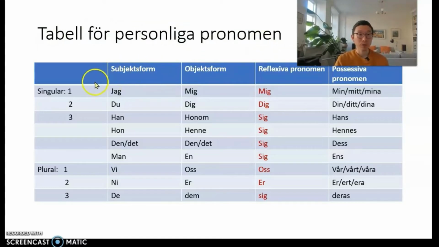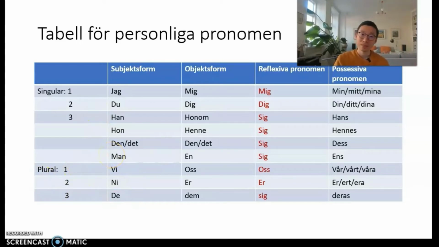Här har vi subjektsform för singular, första person, singular, jag, du, han, hon, den, det, man, vi, ni, dom. So here we have I, you, he, she, it, one. So the general pronoun one, when one cannot do that. And in English you usually say you cannot do that, for example. Vi, ni, dom, we. In English, we. It's the same meaning. Ni, in English, is only singular you. It's also for the plural you. But in Swedish, the plural you is ni.